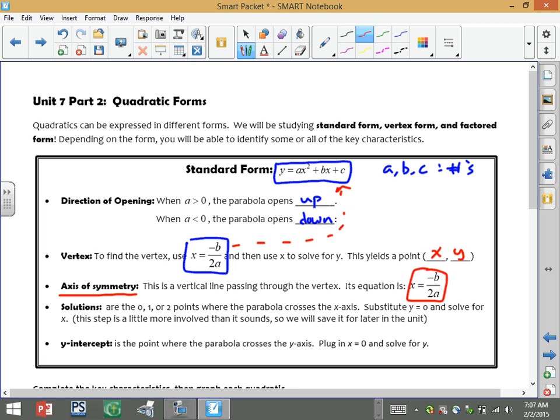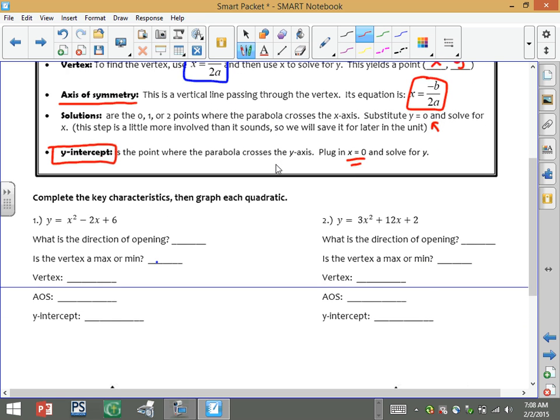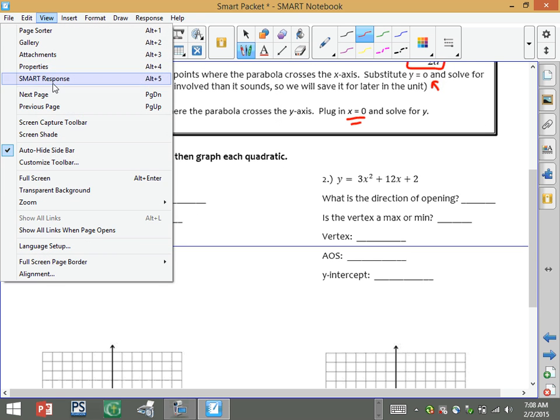Solutions are the points where, if you solve your equation for y equals 0 and solve for x, it's a little bit more involved than what we're going to get into at this point. But that's how you can find solutions using this. The one thing we are going to do right now in this video is look at the y-intercept. Basically, you plug in x equals 0 and then solve for y. So let's take a look at one of these examples.